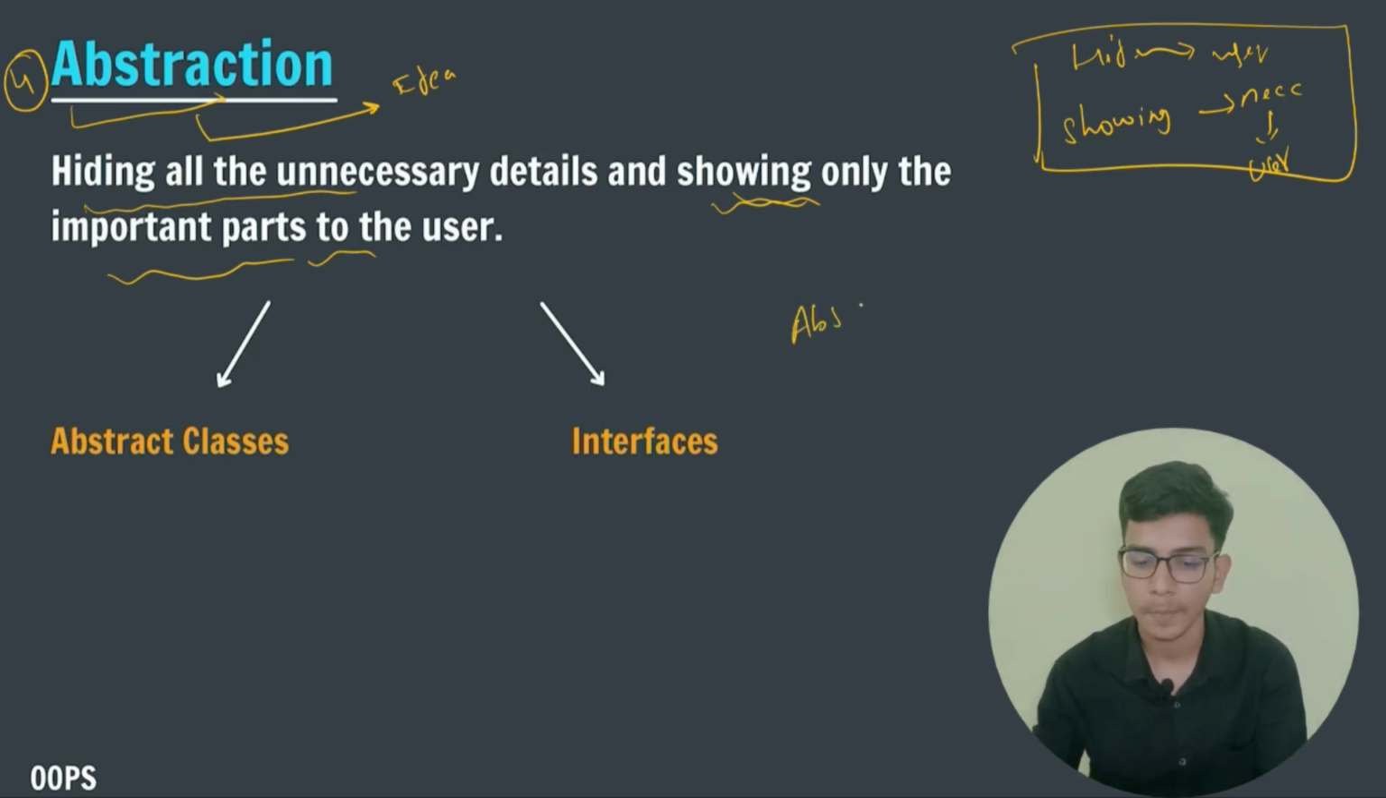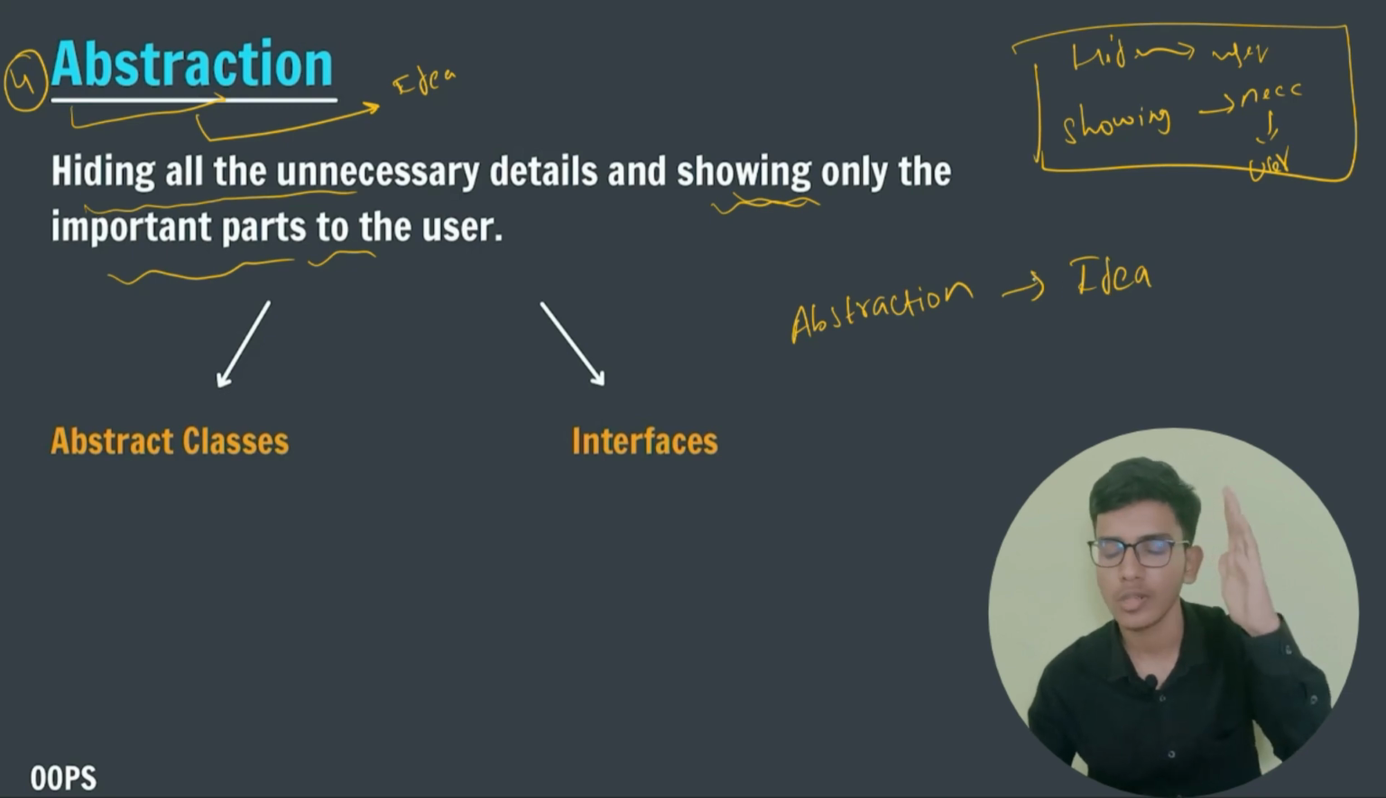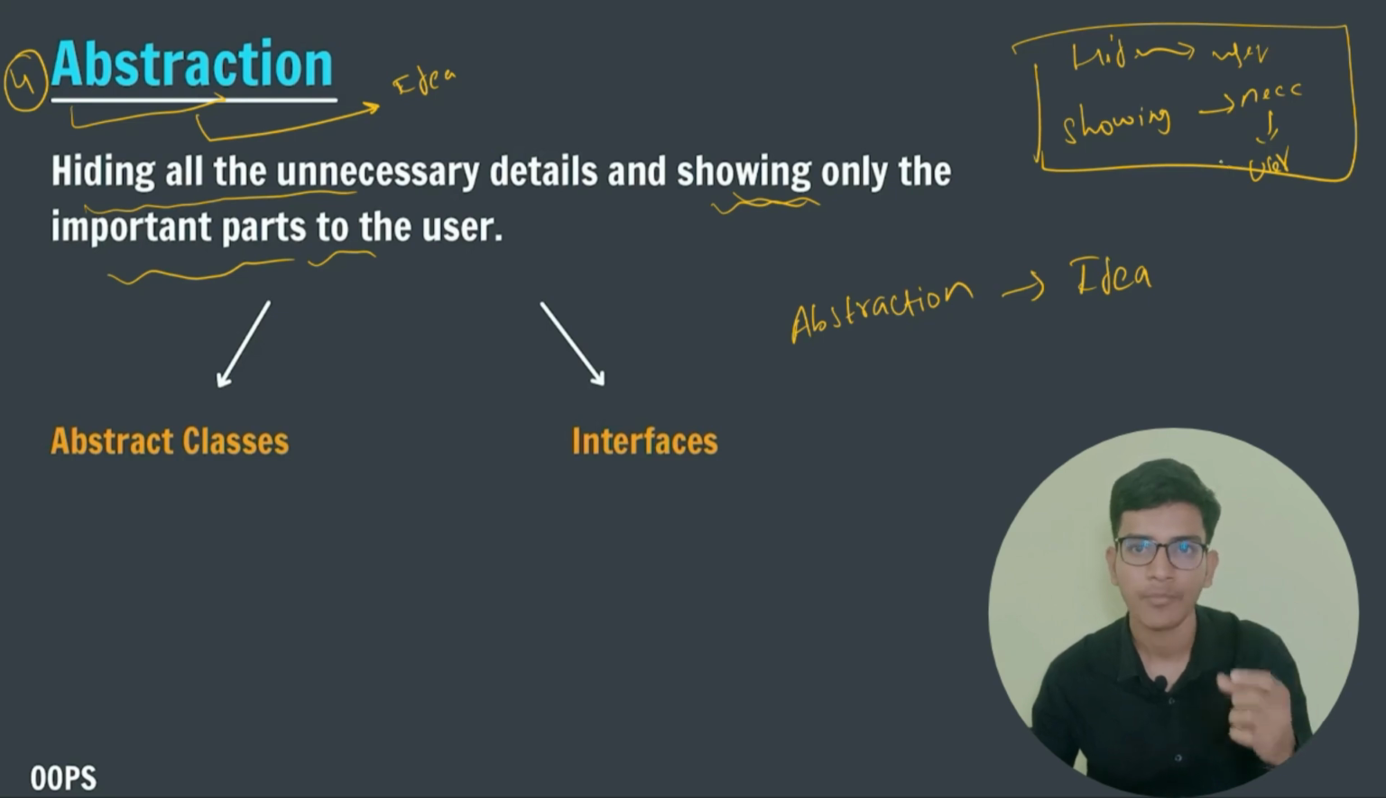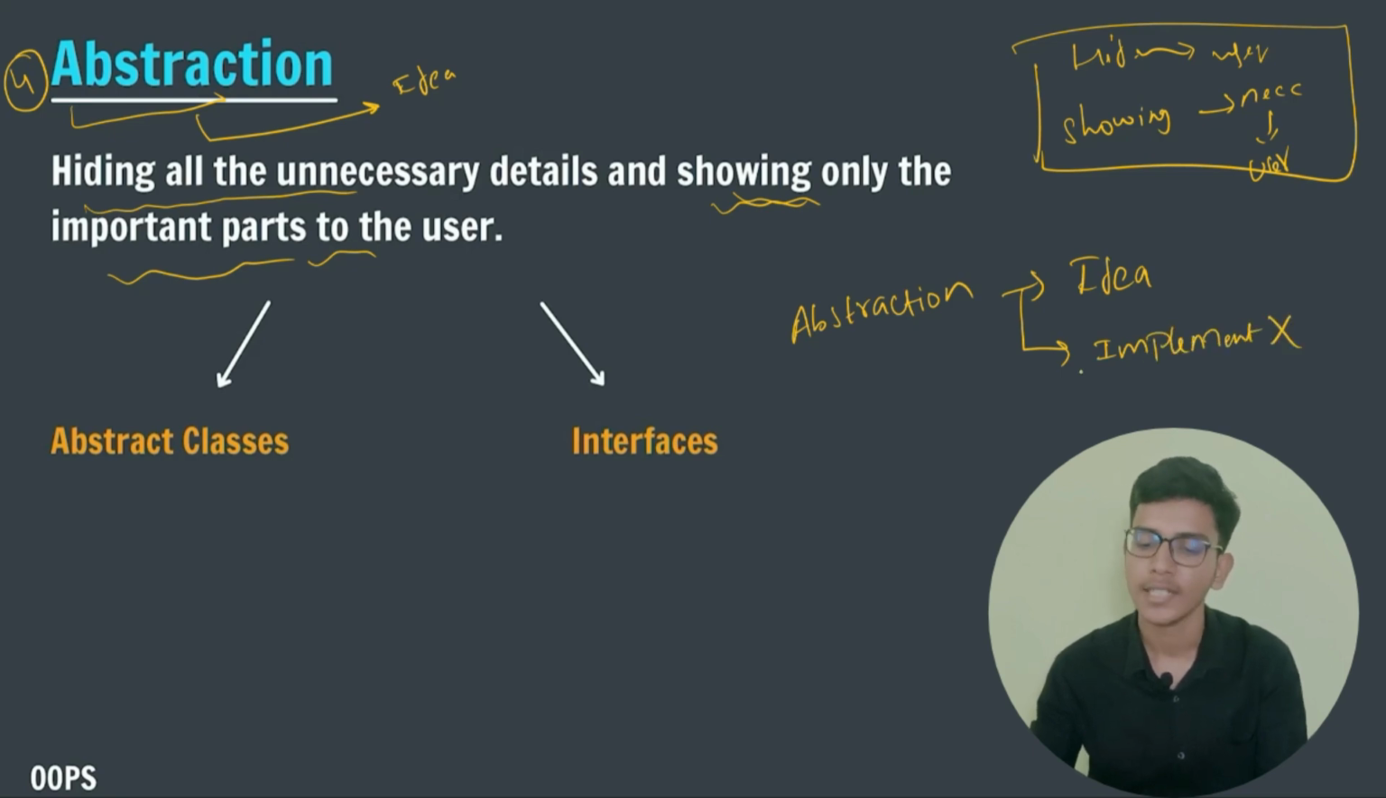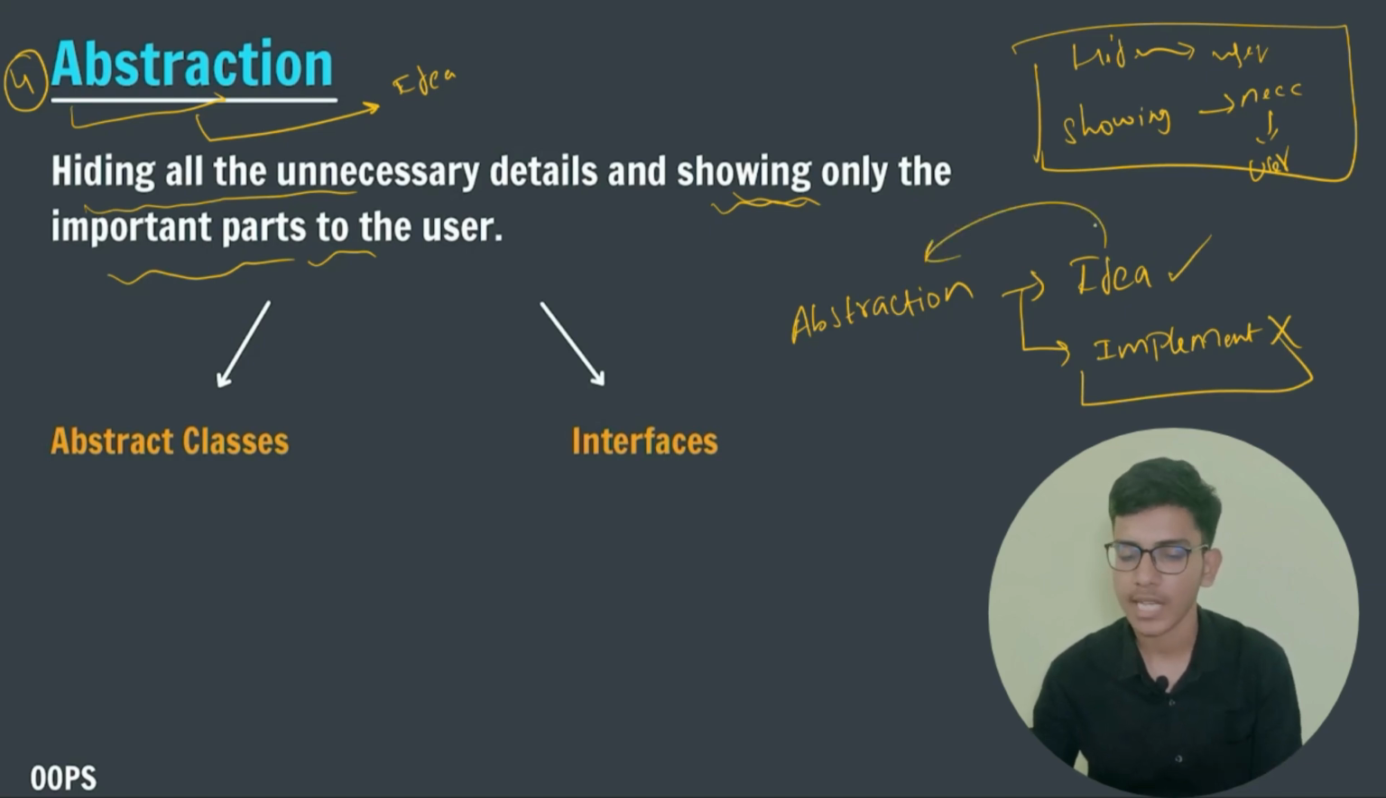Abstraction is just the idea of a particular class or object, specifically a class. So abstraction is the idea of a class: our class should look like this, it should have all those things. Just the idea is known as abstraction. In abstraction, we don't implement anything. Having just the idea is known as abstraction, while creating or implementing that thing is known as object creation.